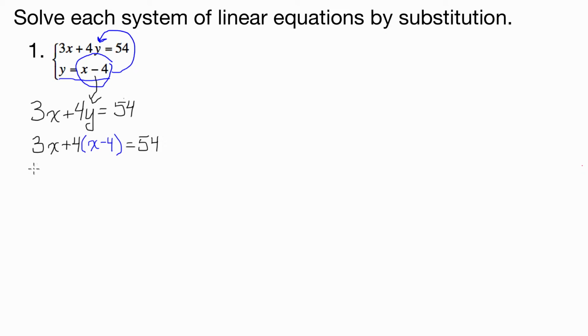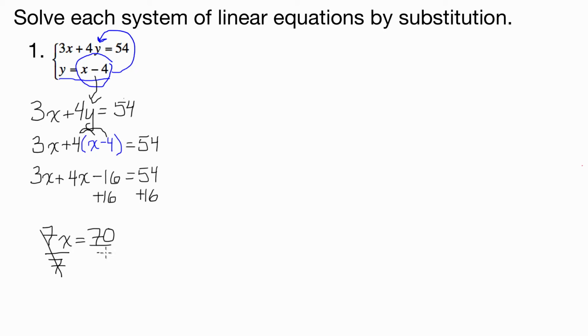So now watch this. We have 3x plus, and then remember, distribute that 4. So 4 times x is 4x, and 4 times negative 4 is negative 16, and that equals 54. All right, so let's add 16 to both sides, and I'm going to do two things at once here too. I'm also going to combine like terms. 3x plus 4x is going to be 7x equals, and then 54 plus 16 is going to be 70. Then to solve for x, divide both sides by 7, and we end up with x equals 10.